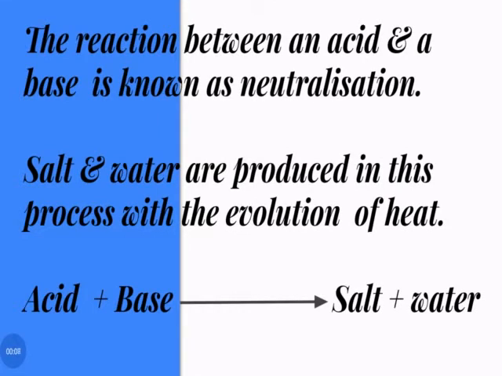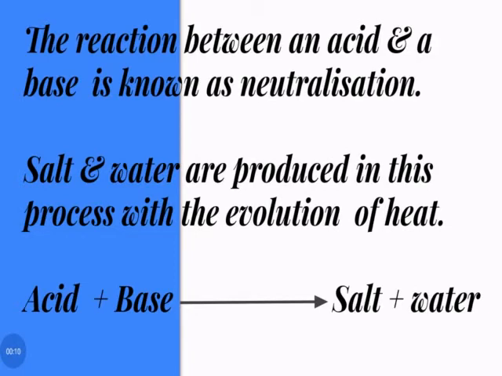The reaction between an acid and a base is known as neutralization. Salt and water are produced in this process with the evolution of heat. In neutralization reaction, a new substance is formed. This is called salt. Salt may be acidic, basic, or neutral in nature. Here, salt is the general term which we use to indicate the production of a new substance.